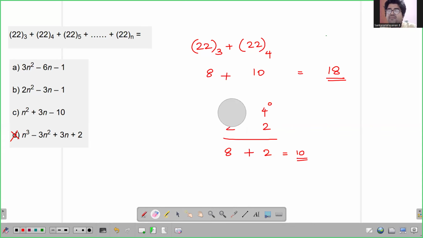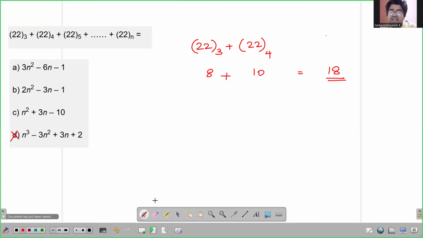Let this be here. So when I am putting the value n equal to 4, I can see which are the options that are going to give me 18. I shall retain it. Otherwise, I shall eliminate it.